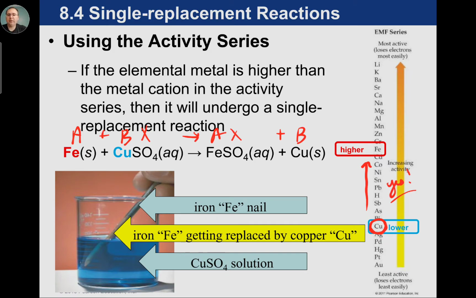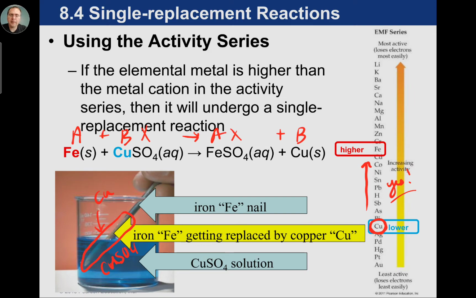So this is what happens when you throw an iron nail into a copper sulfate solution. Notice the copper solution, this is your copper sulfate down here, this blue solution. Notice on the nail itself, we now have copper. So copper is getting replaced by iron. Eventually the blue solution may disappear completely because iron sulfate is not a blue color.